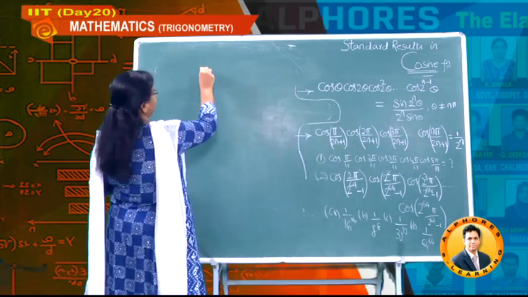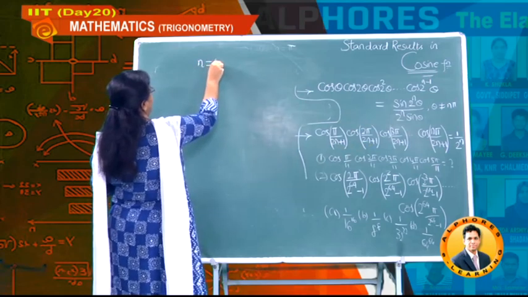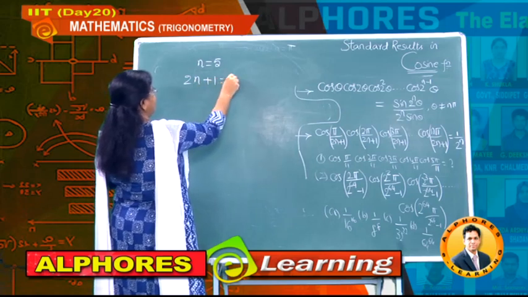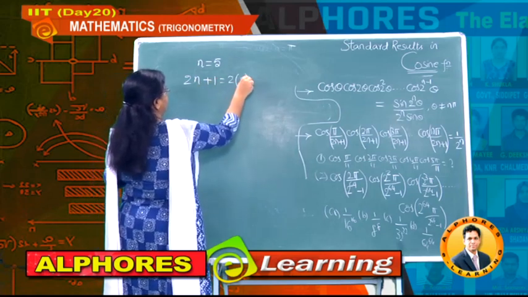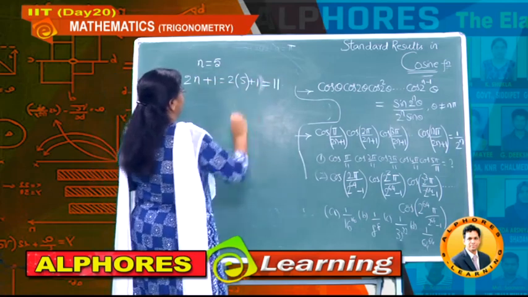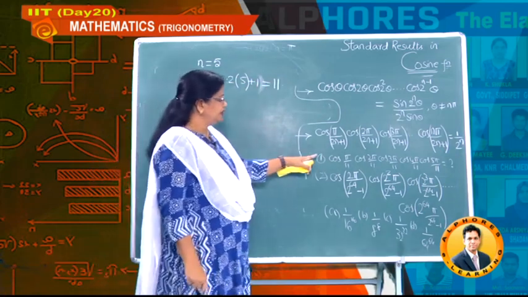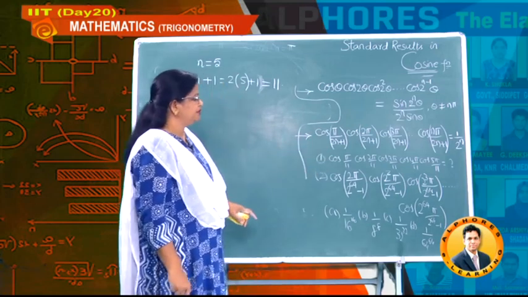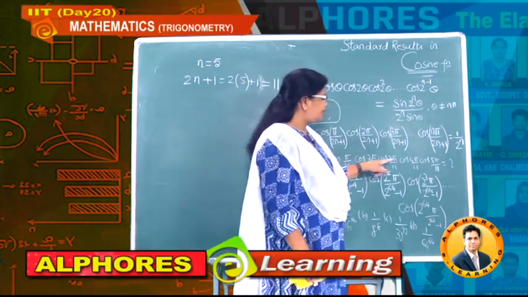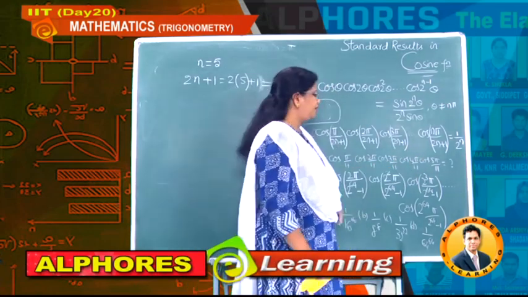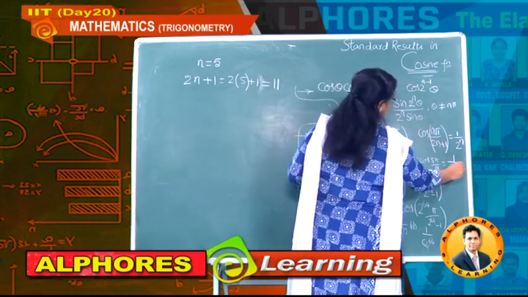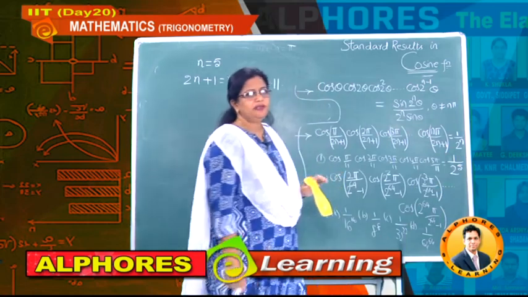Now 2n plus 1, where the n value here is 5, because the last term 2n plus 1 is nothing but how much, student? 2 into 5 plus 1, and that is nothing but 11. Therefore this is exactly our standard result. Therefore students, what is the answer? Altogether how many terms are here? 5 terms are there. Therefore the answer is obviously, without any doubt, 1 by 2 to the power of 5, that's it, over.